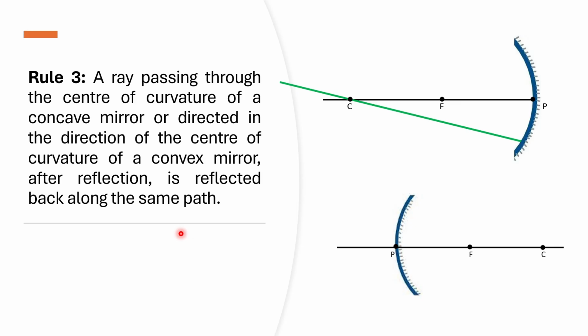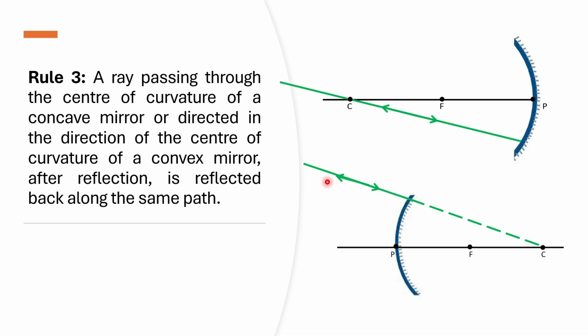When it passes through the center of curvature, it hits the mirror. Then what happens? The arrow shows it is hitting the mirror. Then after reflection, it goes back along the same path. The same is applicable for convex. Let's see how it works for a convex mirror. See, it is directed towards the center of curvature. The arrow shows the ray is directed towards the center of curvature. Then after reflection, it reflects back along the same path.